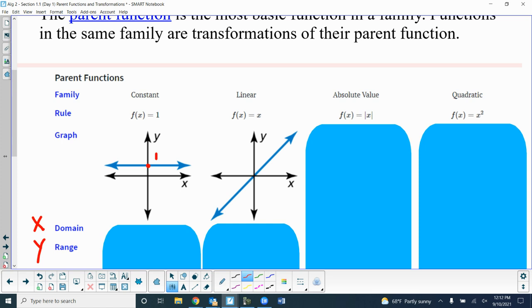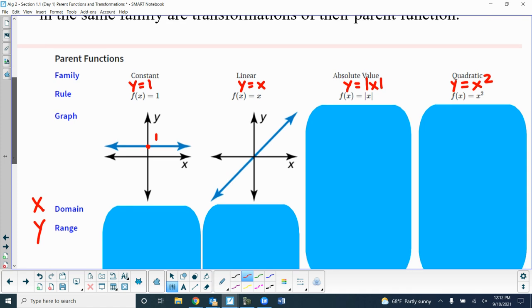And remember, this is in function notation, but you're used to seeing y equals 1 and y equals x. They're the same thing. And y equals the absolute value of x. And y equals x squared. We like the y equals because we can use our calculator. We have a y equals button, right? To graph. So if you have your graphing calculators with you, get those out because we're going to use them in a few minutes.